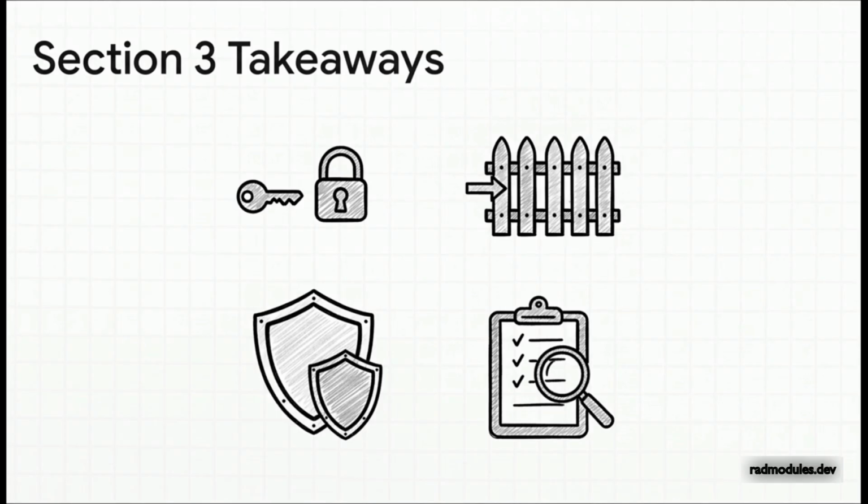So let's just boil this all down. What are the big takeaways? 1. Least privilege is your North Star for everything IAM. 2. Use VPC Service Controls as your digital fence against data theft. 3. Know the scope. Hierarchical firewalls for the big, broad rules and VPC firewalls for granular control. And 4. Make your life easier and automate compliance with Security Command Center.